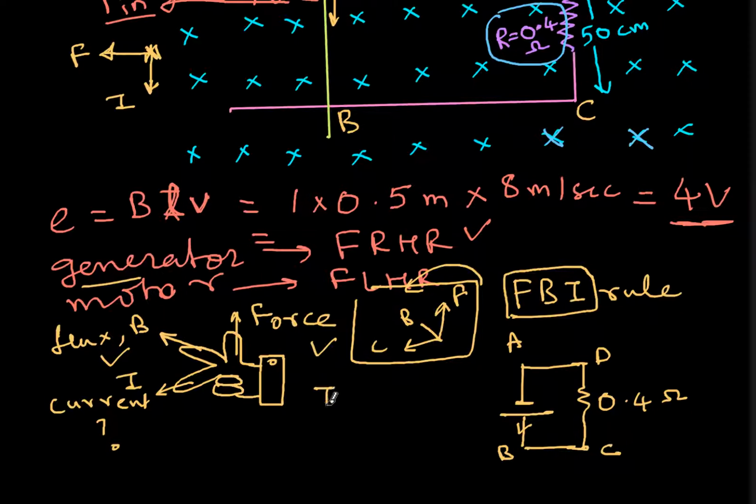So what is the current? Simple Ohm's law, the EMF is 4 volts, we know. So I equals 4 volts divided by R, I equals V by R.